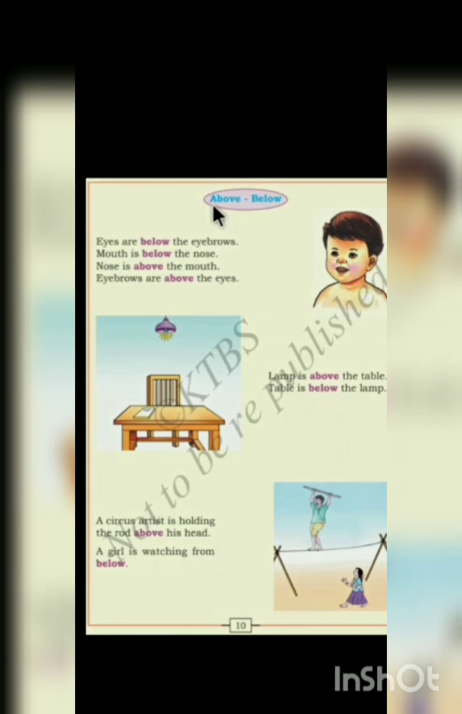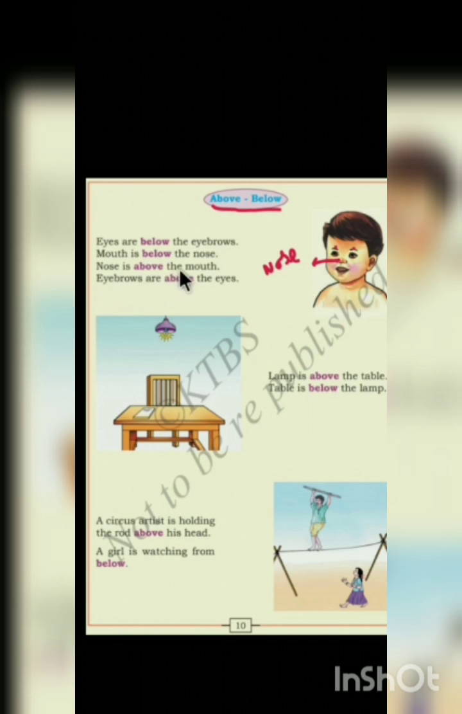The next topic is above and below. Eyes are below the eyebrows. So these are eyebrows, children. So where are the eyes? Eyes are below the eyebrows. Mouth is below the nose. So this is the nose, children. So where is the mouth? This is the mouth, and the mouth is below the nose.